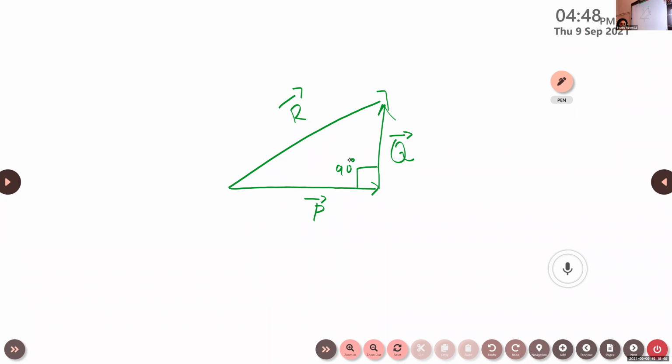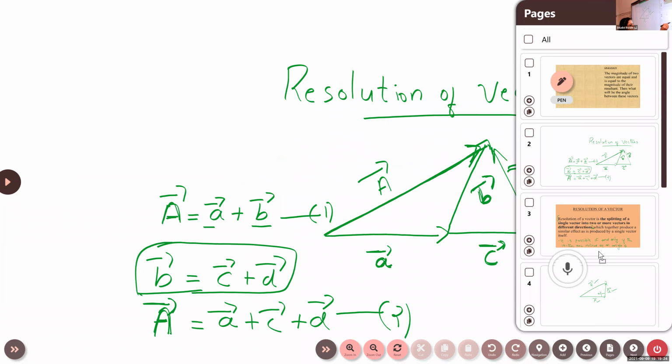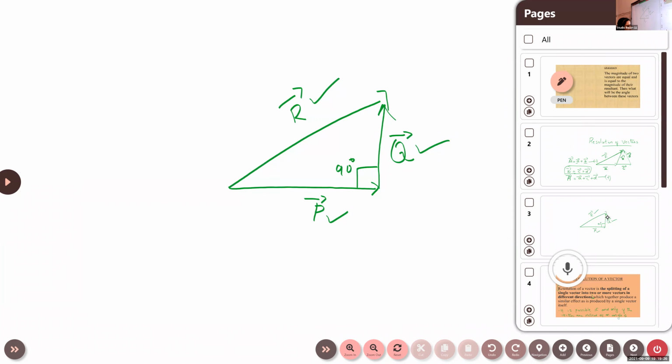So if we have a single vector R, it is split into two, vector P and vector Q. And what is the condition here? If the angle between these two vectors is equal to 90 degrees, then we can call them rectangular components. So whenever we resolve vectors, if the splitting vectors are mutually perpendicular to each other, then we can call them rectangular components. That is what we are going to write next: rectangular components.